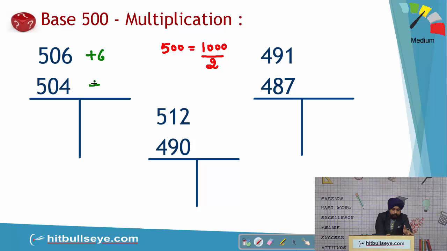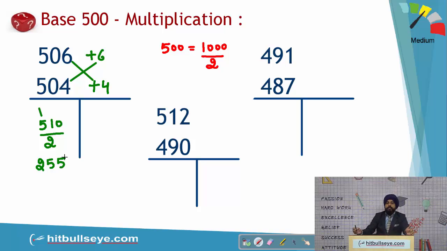It is plus 6. It is plus 4. The same process. 506 plus 4 or 504 plus 6 gives us 510. Now we need to half it. We half it to get 255, and right hand side 6 4s is 24. Students, it has 2 digits. Base is 1000, which has 1 2 3 zeros, so we have to write 3 digits over there. So we will write it as 0 2 4.